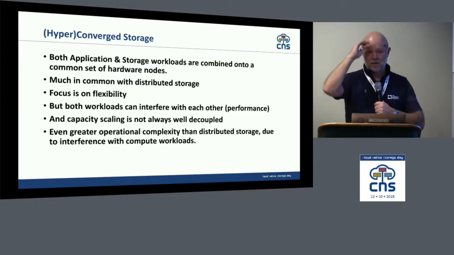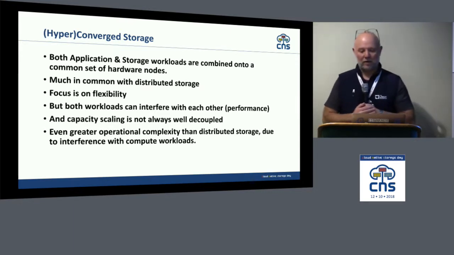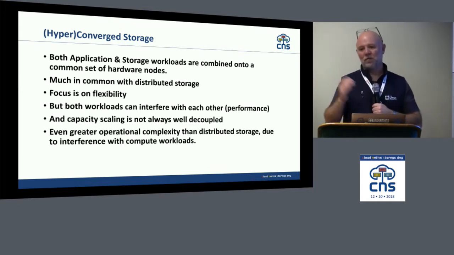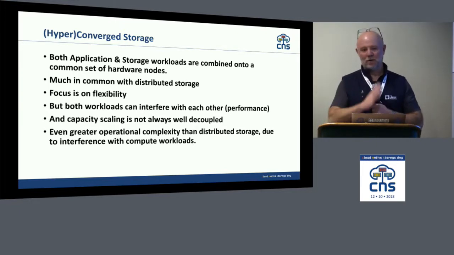You also can have interference. So if you have very, very CPU-intensive applications running on your nodes, it turns out that your storage system needs some CPU as well. So if there isn't any left for it, then your storage suffers because your compute workloads are using up all the CPU. So in other cases, it's better to have different flavors of boxes, storage boxes, compute boxes. When you need more storage, you buy more storage boxes. When you need more compute, you buy more compute boxes. Much simpler.